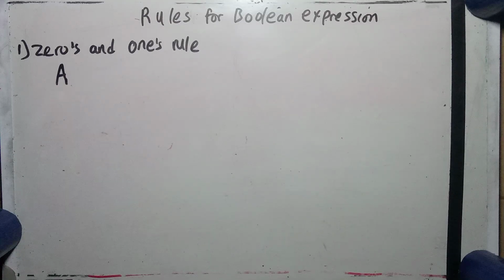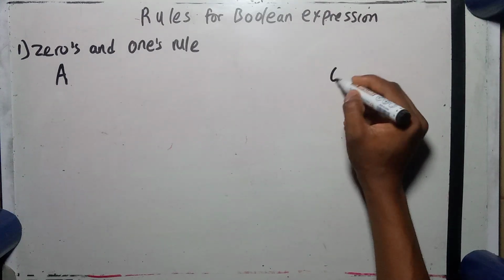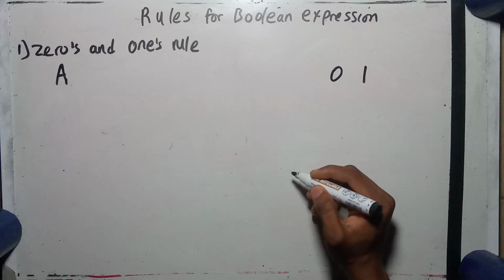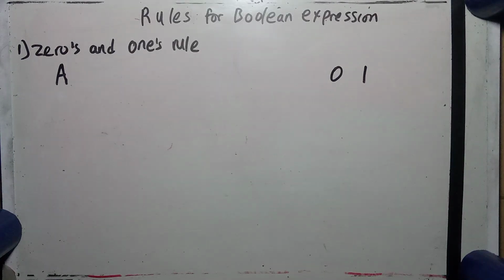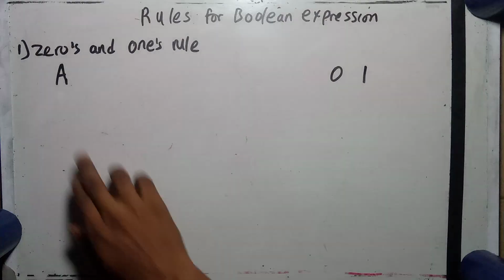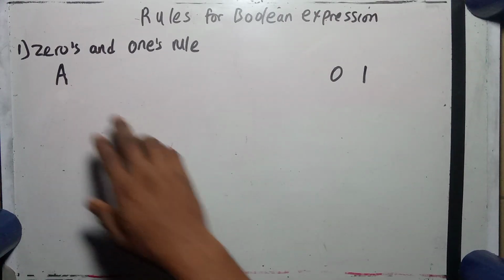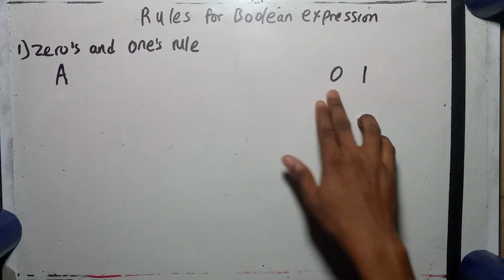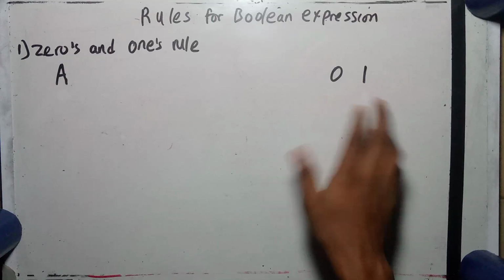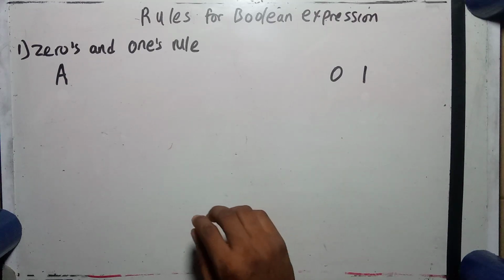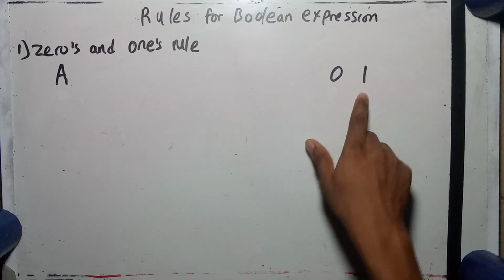Now this A can either be 0 or 1, because we're talking in Boolean expression or in logic. In logic gates, we only talk about zeros and 1 and no other number. So this our A represents either 0 or 1, but not the two of them at the same time. It is either 0 or 1.